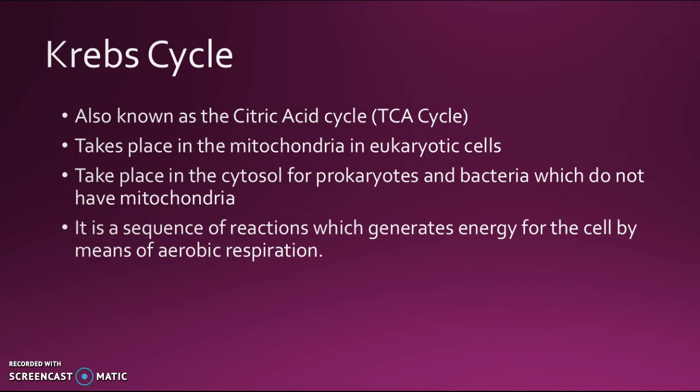It typically takes place in the mitochondria, which is in eukaryotic cells, but in prokaryotes and bacteria who do not have mitochondria, the Krebs cycle will take place in the cytosol. And what is the Krebs cycle? It's basically just a sequence of multiple reactions, which is a way to generate energy for the cell by means of aerobic respiration.